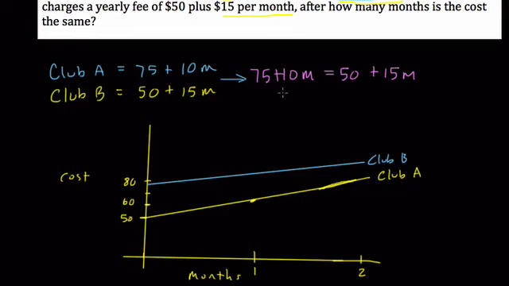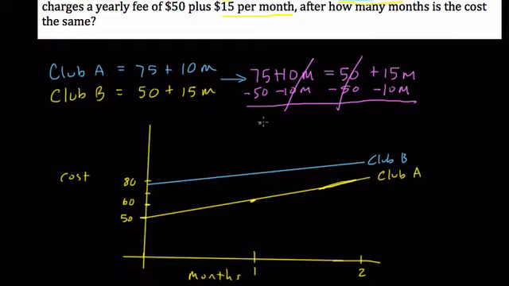Okay, so here what I would do is subtract 50 from both sides, and then subtract 10m from both sides, doing both steps at once. And what's going to happen here now is the 10m's will cancel out, 50's cancel out. We get 25 equals 5m. To solve for m, I divide both sides by 5, and m equals 5. This means after 5 months, these two clubs will cost the same amount.